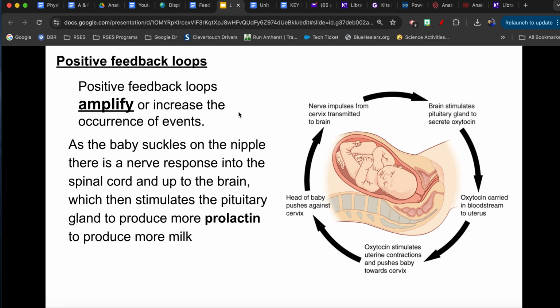So let's think of a baby. When a baby is eating, it's suckling a nipple to get milk. There's a nerve response that goes up to the brain, which causes the pituitary gland to produce more of a hormone to make more milk. In other words, the stimulus is the suckling of the nipple by the baby. That triggers a response from the brain to make more milk because we need to feed the baby. We don't want to constantly make more milk, so when we remove the stimulus, it's not going to keep on making more milk, but positive feedback loops want to make more due to the stimulus. In this case, the baby drinking is that example.